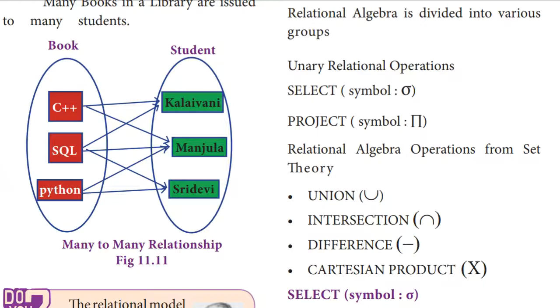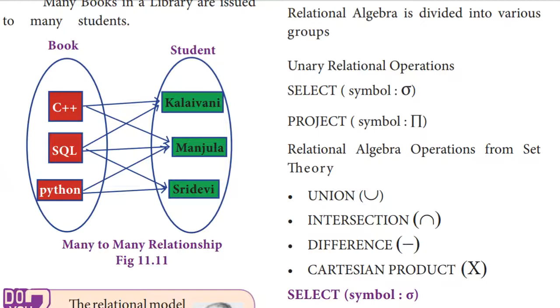Next, relational algebra operations from set theory. You are all well aware of set theory, as you already learned it in mathematics. The same logic you can apply here also. So union, intersection, difference, Cartesian product. Each set operation has its own symbol, so whenever we want to apply set theory, we use these operations.